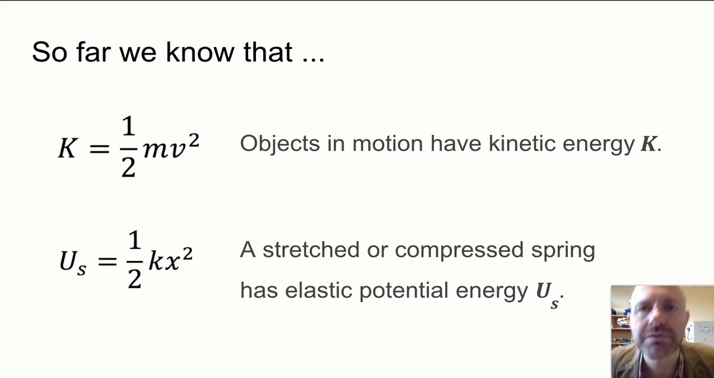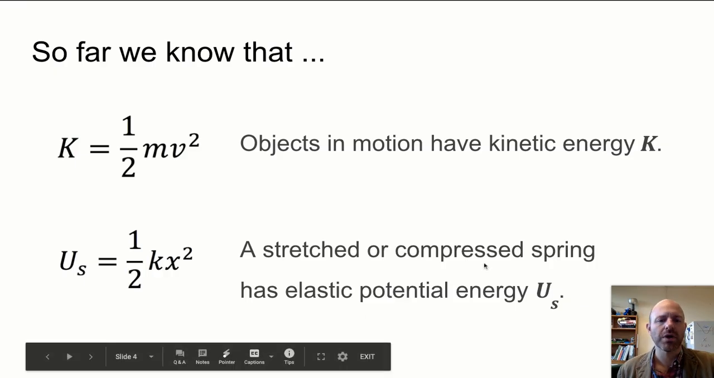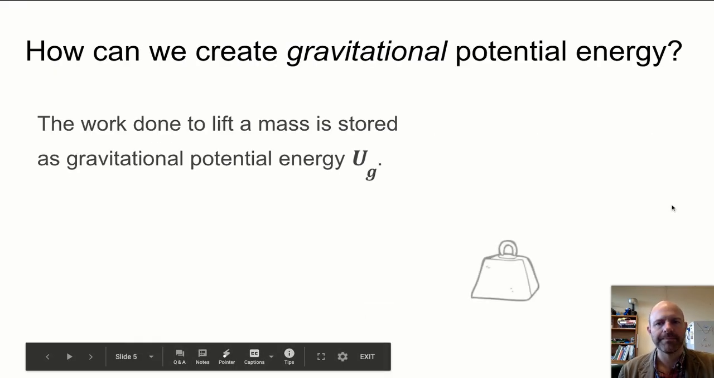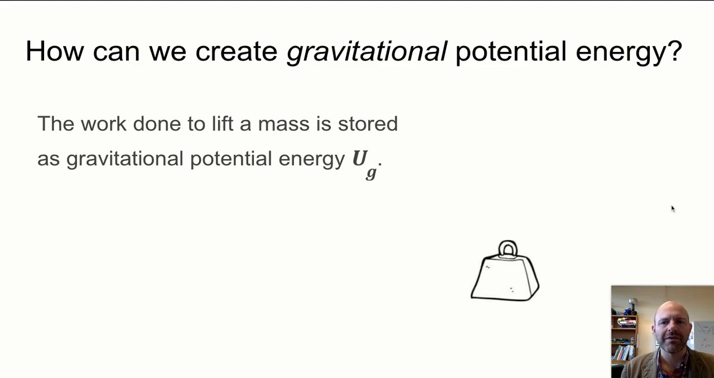We already know how to talk about kinetic energy. Motion causes objects to have this, and so we've got a formula for that. We also know how to quantify stored energy in a spring, which has to do with the work done on the spring to compress or stretch it. We can do a similar thing with gravitational potential energy.